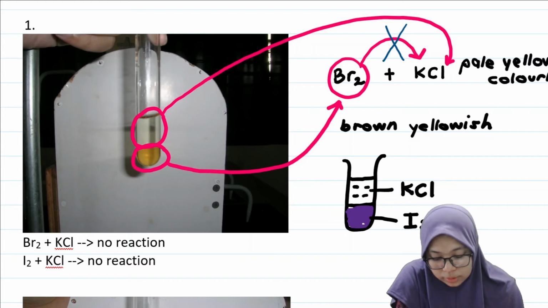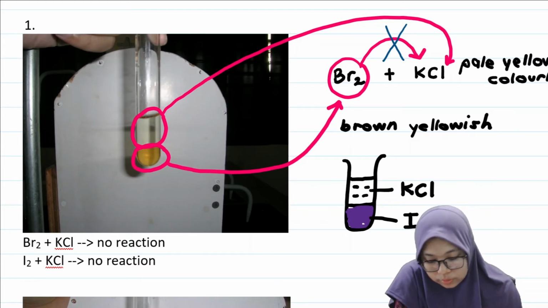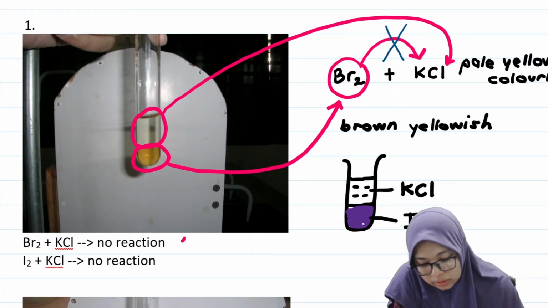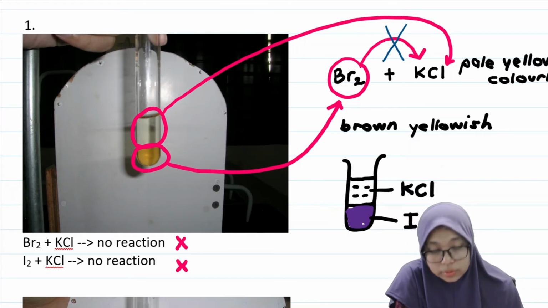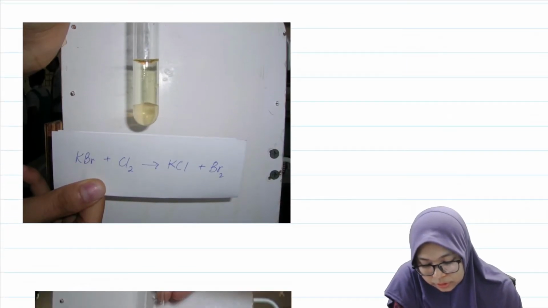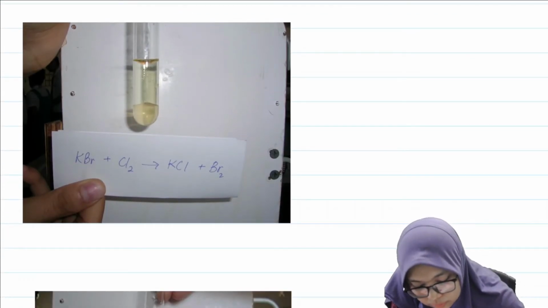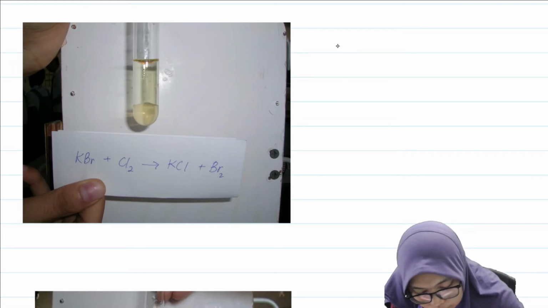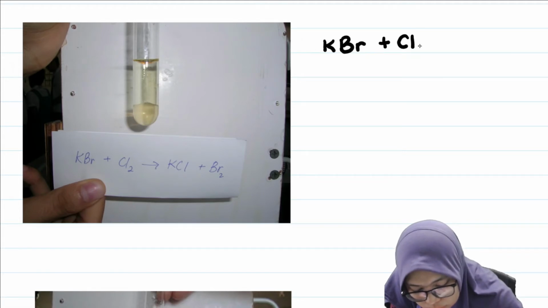Okay, so this is for the first two reactions. Both reactions actually don't produce a new product. So no reaction, actually. Let's look at the third reaction, where we react potassium bromide and chlorine water. So this is the reaction between KBr and Cl2.